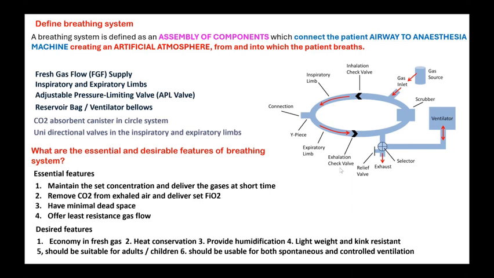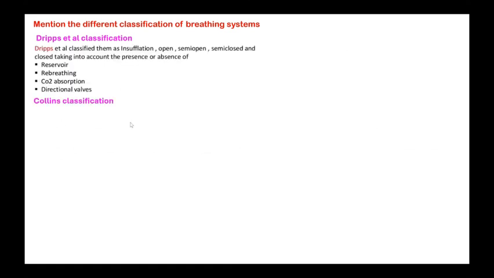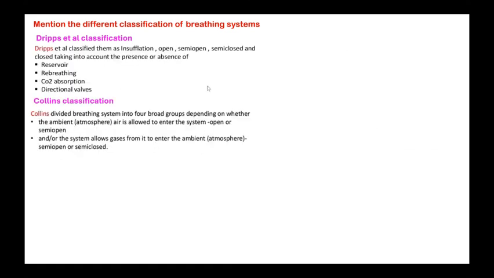So this is the basic model of a circuit or a system. The different classifications, of course, you mentioned all those things, Drips and Rendell-Baker Soucek, they classified. And all of them, you must remember, have got these three important components. One is the reservoir, second is the fresh gas flow inlet, third is the expiratory valve, directional valves. Some of them may have carbon dioxide absorption, some of them may not have.